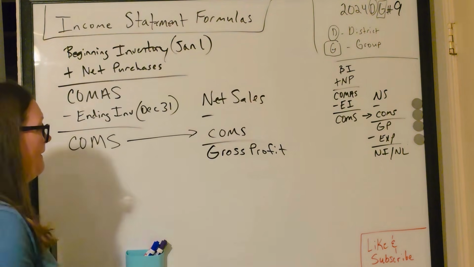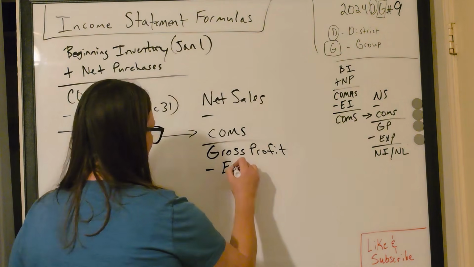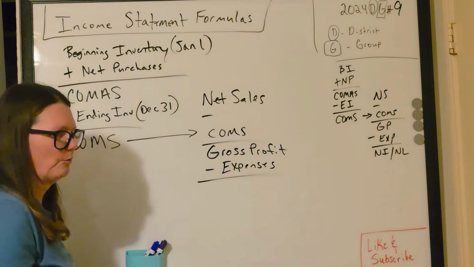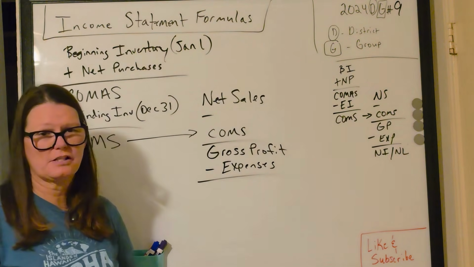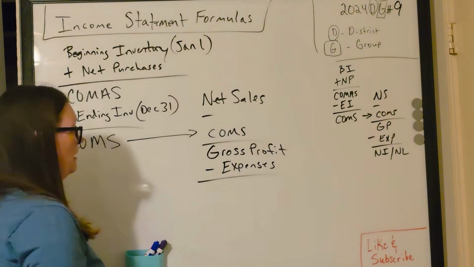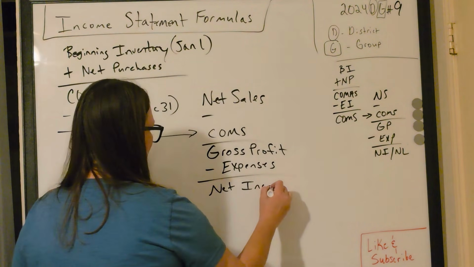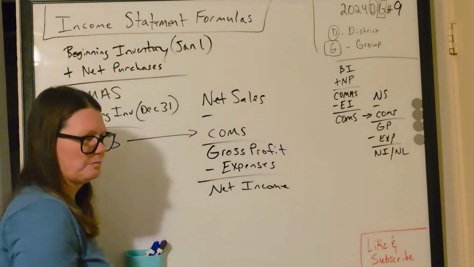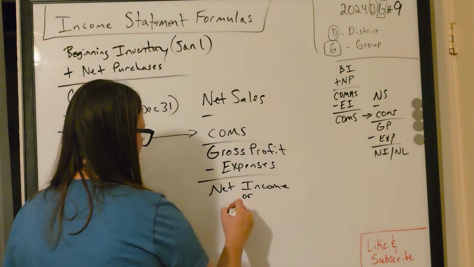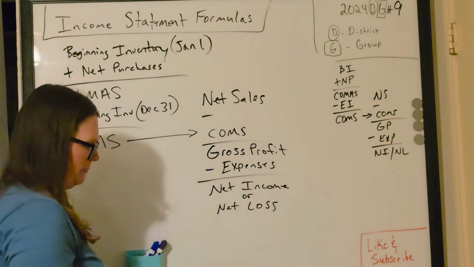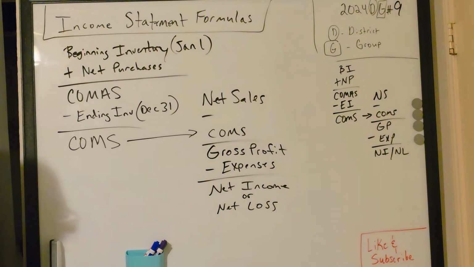So gross profit minus expenses. This is like our utility bills, our utilities expense, our rent expense, our advertising expense. And then you get net income. That's if you made more than you spent, or you get net loss. That's if you spent more than you made.